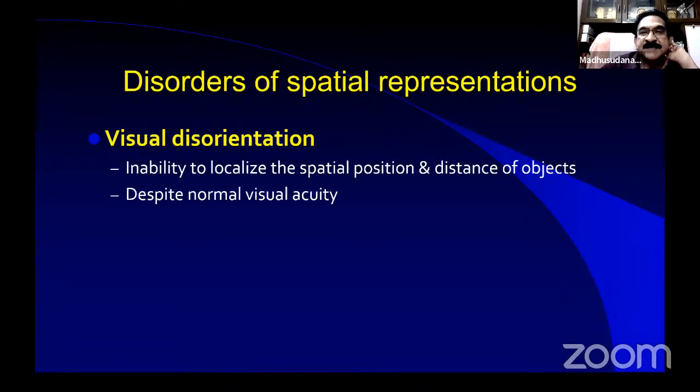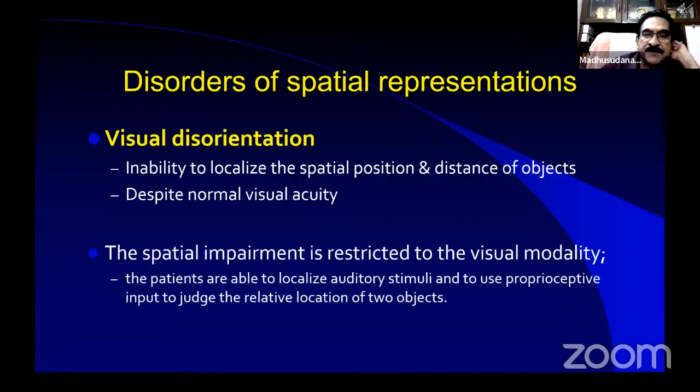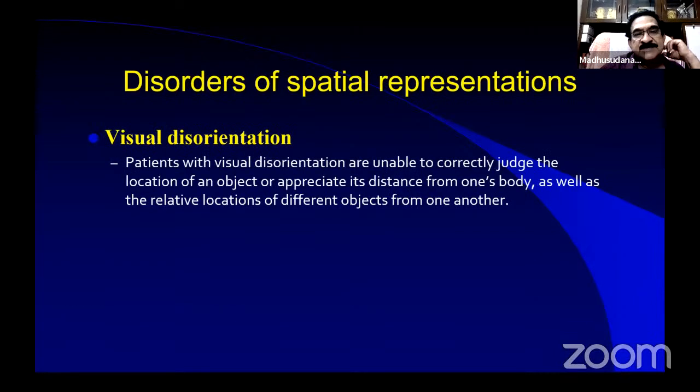Unable to localize the spatial position and distance of objects despite normal visual acuity. The spatial impairment is restricted to the visual modality only. The patients are able to localize auditory stimuli and use proprioceptive input to judge the relative localization of two objects. Patients with visual disorientation are unable to correctly judge the location of the object or appreciate its distance from the body, as well as the relative location of the different objects from one another. Not only the distance between you and the object, but also the distance between the two objects.